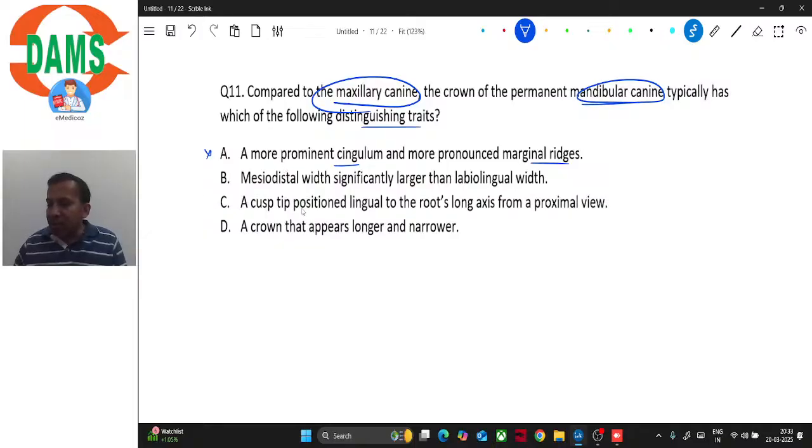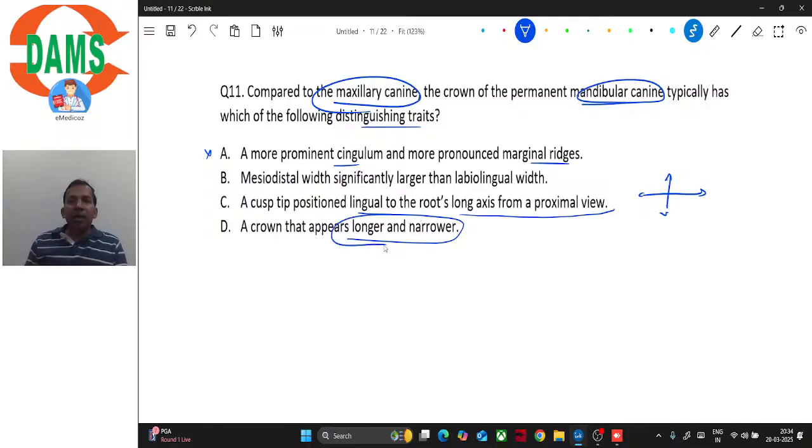So option B, mesiodistal width significantly larger than labiolingual width. So when you look at it from the incisal view, it would appear broader mesiodistally. Option C, a cusp tip positioned lingual to the root's long axis from the proximal view. So when you look at it from the proximal side, you would notice that the cusp tip is lingual to the bisector. And option D, a crown that appears longer and narrower. So which of these do you think is a distinguishing trait?